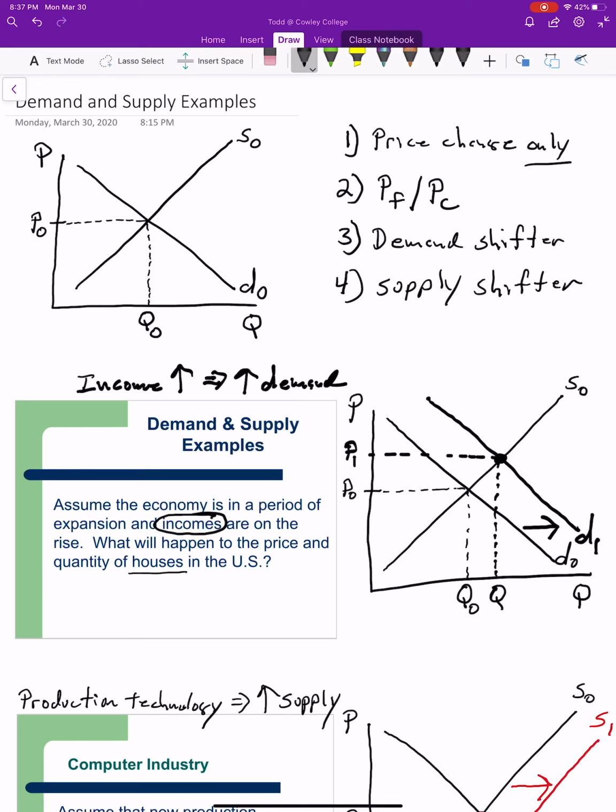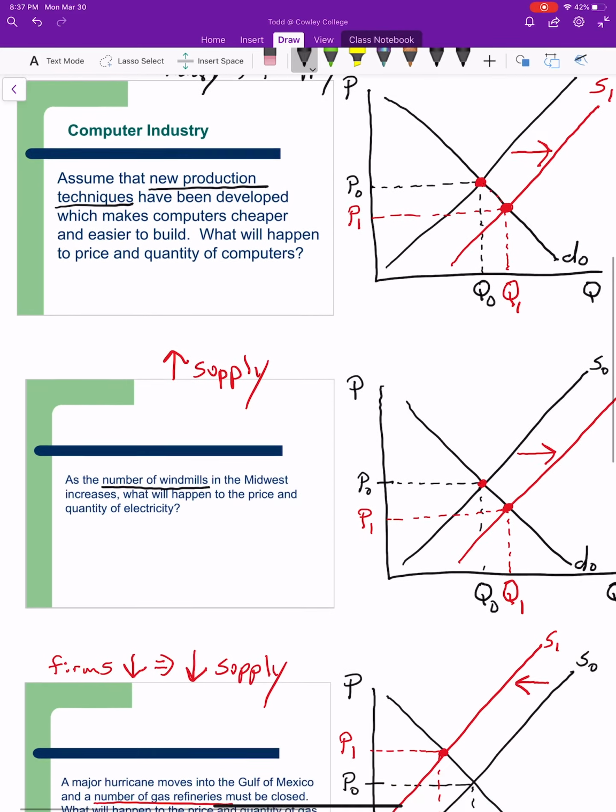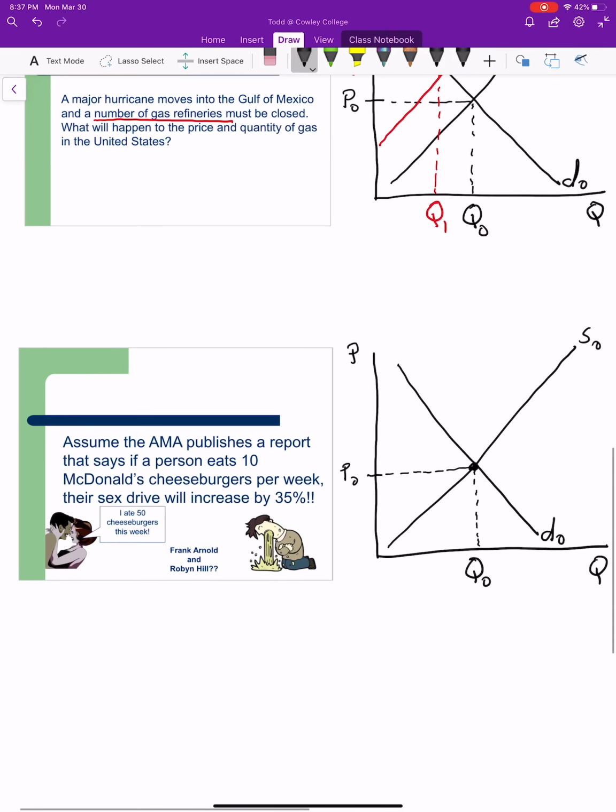Now, if you start looking at your demand shifters, what you'll find is it doesn't have anything to do with the number of firms. The same number of McDonald's restaurants are there. It doesn't have anything to do with income. It has nothing to do with the price of substitutes or complements. So this is one of those that actually falls under that taste and preference category.